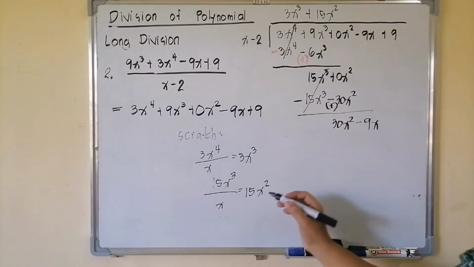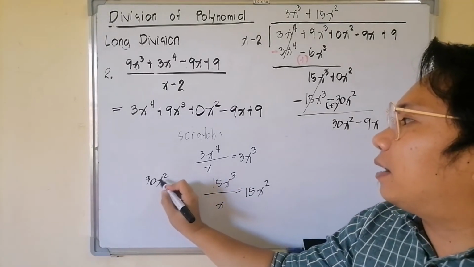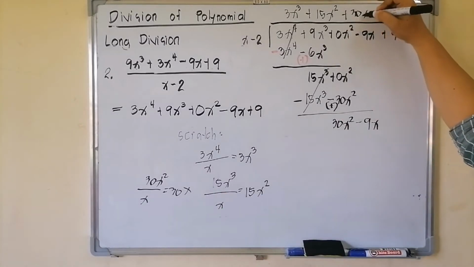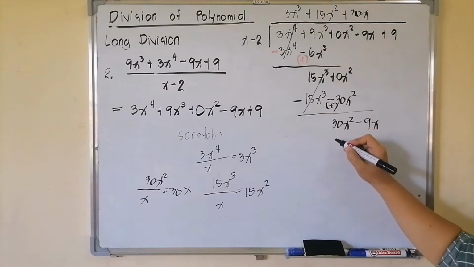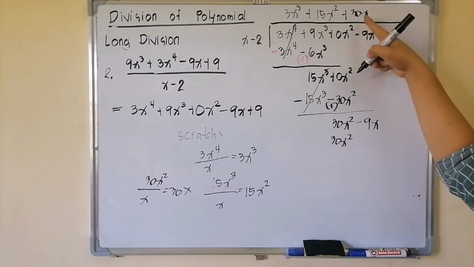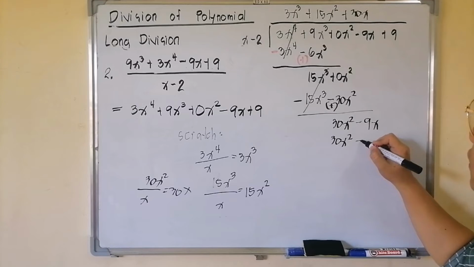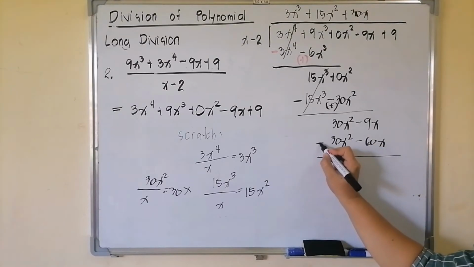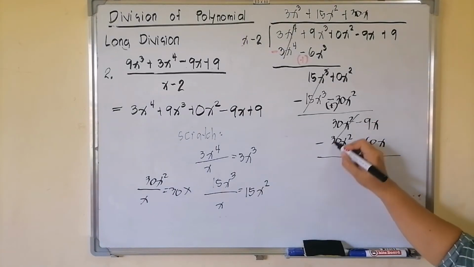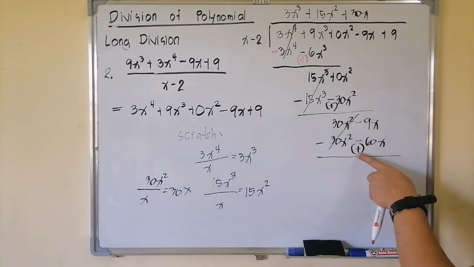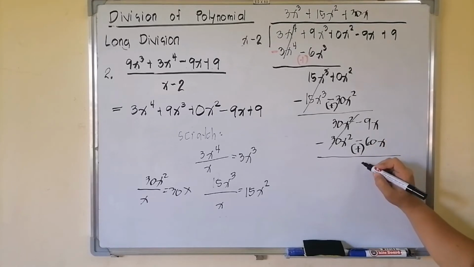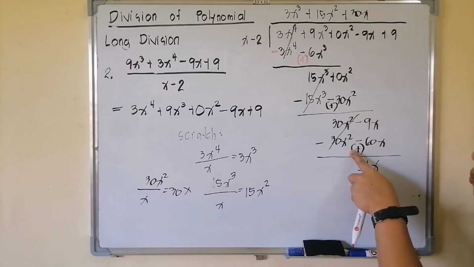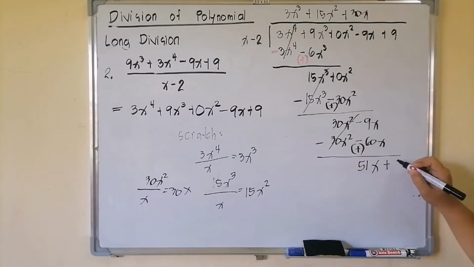Again, divide the first term. 30x squared divided by x is 30x. Multiply: 30x times x is 30x squared, and 30x times negative 2 is negative 60x. Again, subtract. This becomes negative and this becomes positive. So that's 0. Negative 9x plus 60x is 51x, because 60 is greater than 9 and 60 is positive. Then bring down positive 9.